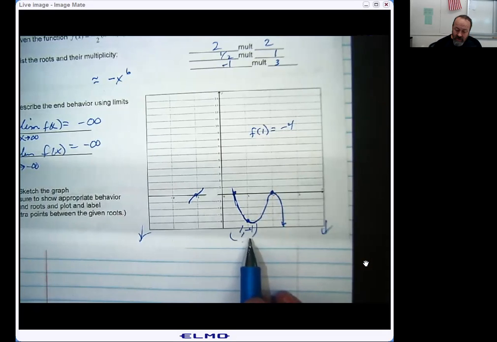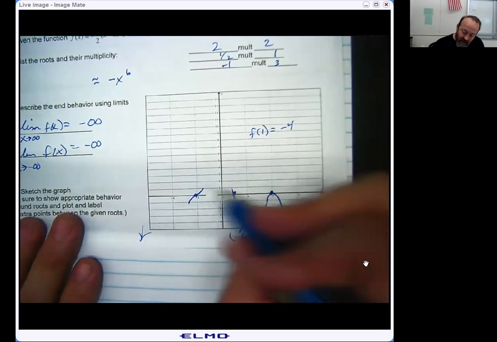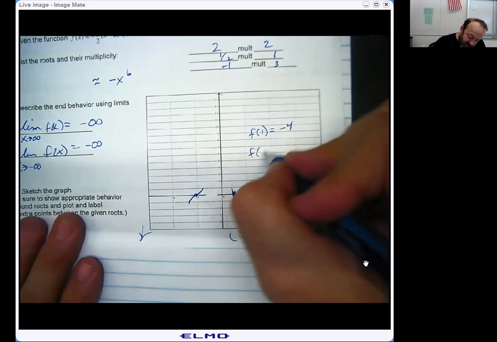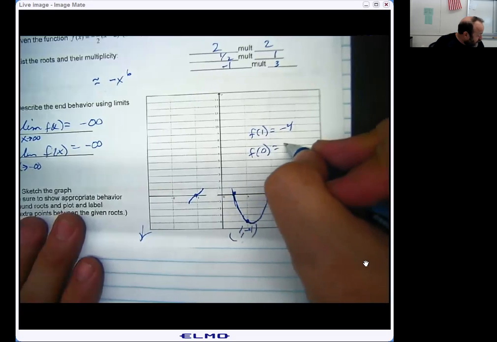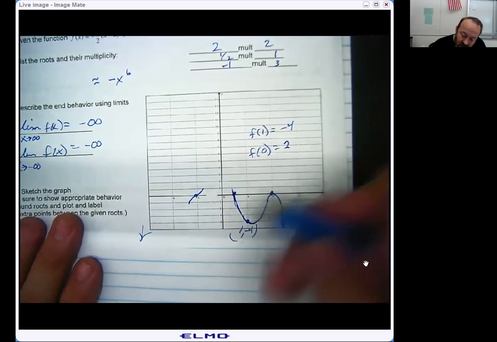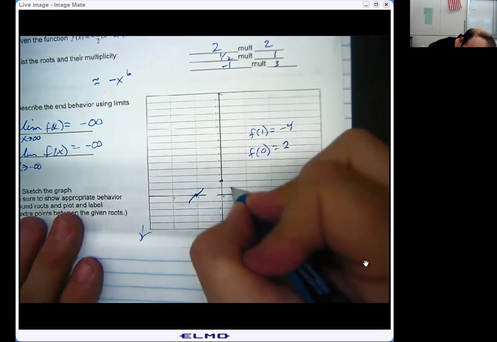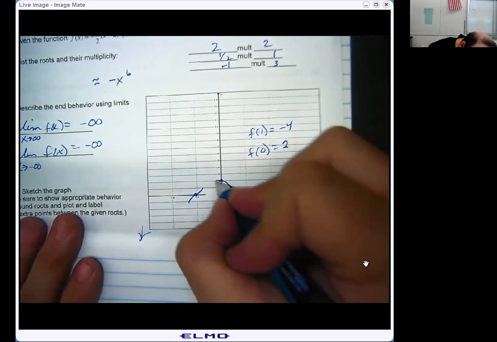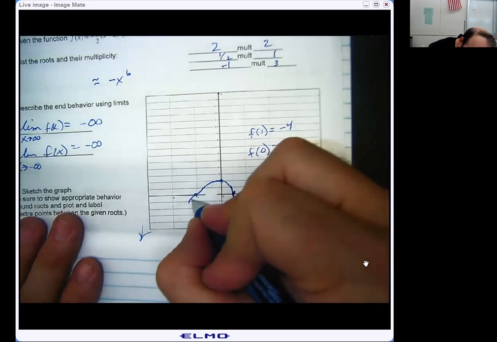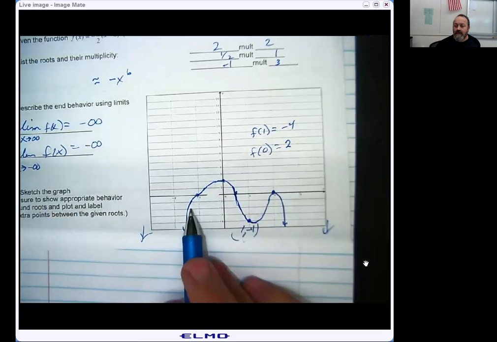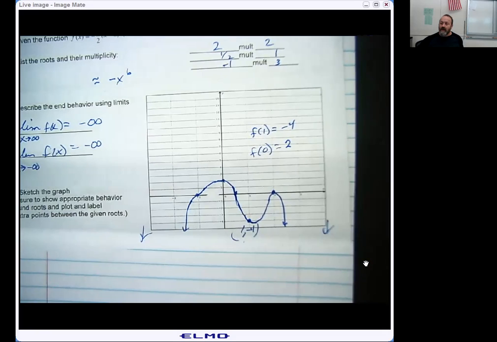And then, of course, what a lot of people would want to do inside of here, you might try, say, 0. And when I tried 0, I got the number 2. So it's going to come through 2 right here. So again, it's going to come up like this. And then, of course, once it goes through the final one of these roots, it goes down towards infinity at a very, very rapid pace.